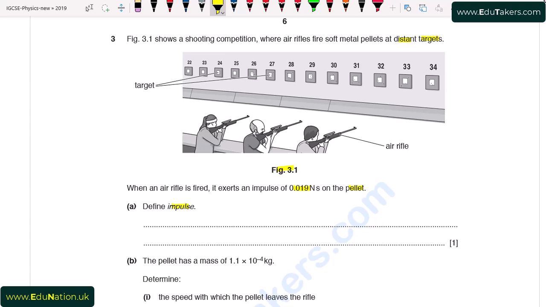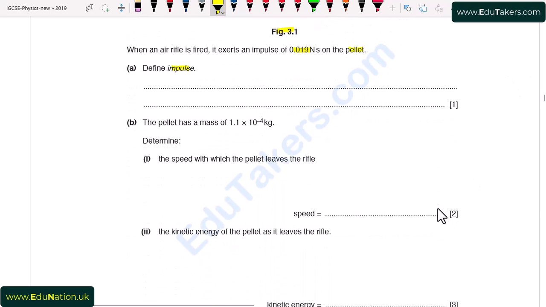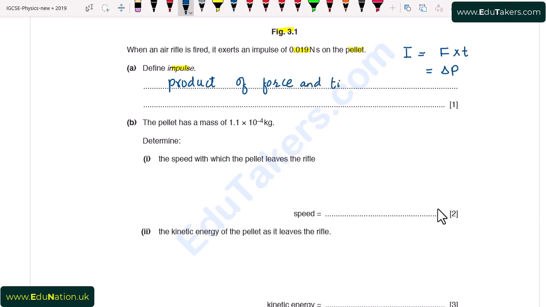Part A. Define impulse. Here we have to write the definition of impulse. We know that impulse is the product of force and time, and it is also equal to change in momentum. I write here impulse, that is represented by I. It is the product of force and time, and this is also equal to change in momentum, delta P. So I write here the product of force and time is called impulse.